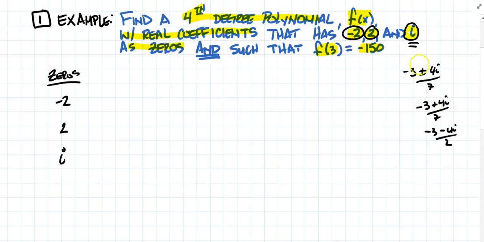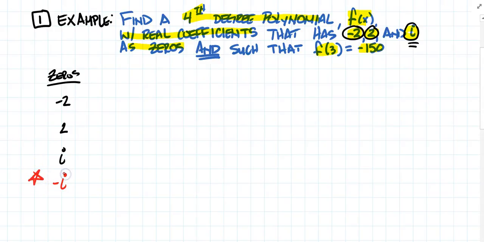Okay, why do we care about this? Well, in this particular problem, we were told that i is a zero, so therefore it must be true that -i is also a zero because it's the conjugate of i. That's the one that we get for free. Okay, so these are my 4 zeros, which makes sense because I want a fourth degree polynomial.